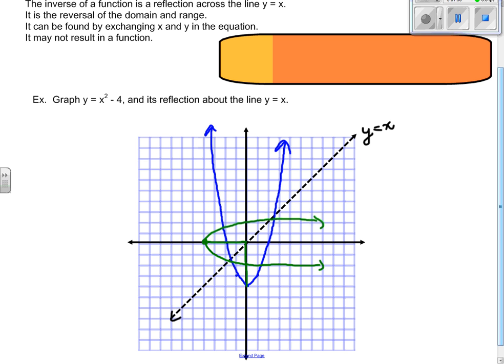Notice that my green graph is not a function. If I were to draw any vertical line, there we go, it would hit the graph in 2 places. It is not a function.